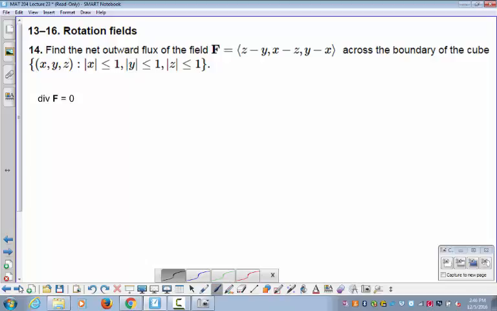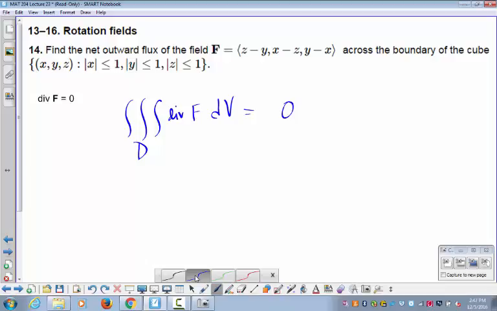So, a rotational field, no divergence. There's no x here, so when you take the partial with respect to x, you get zero. There's no y there, so the partial with respect to y is zero. No z in the third component. So this one, the triple integral of the divergence of F, dV, in this case is zero. That's easy. Zero.